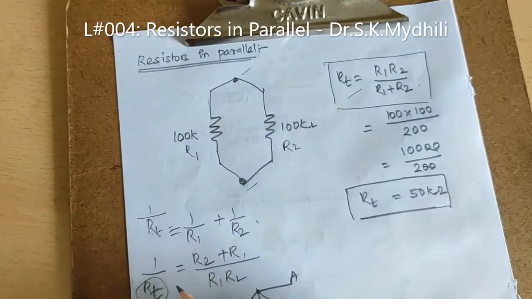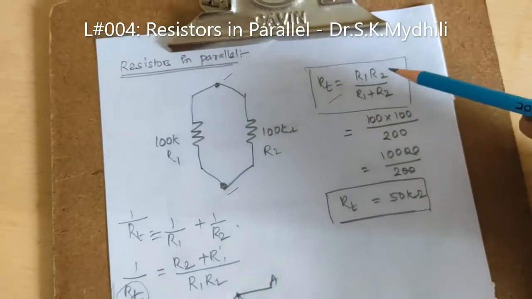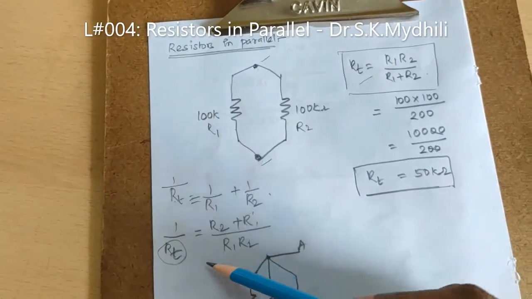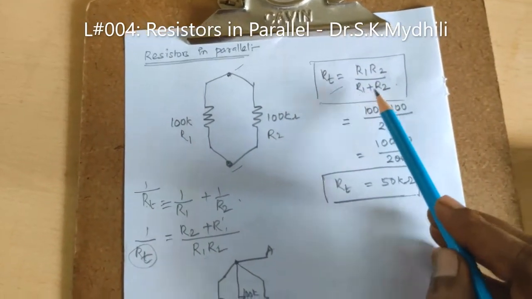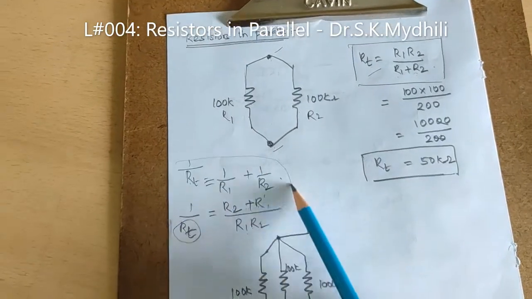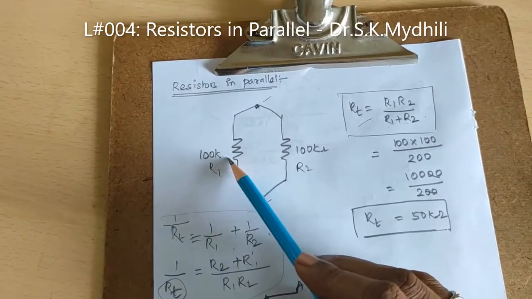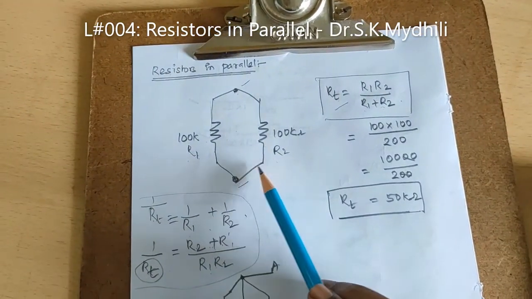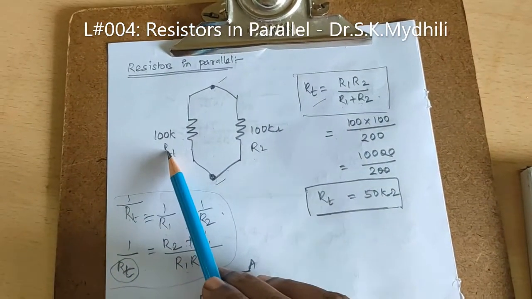Finding the LCM, we get R2 plus R1 divided by R1 R2. So here we want to find only R total, or R equivalent resistance, which is given by the reciprocal of the same. So R1 R2 in the denominator goes to the numerator and the numerator becomes the denominator. So this is the formula: RT is equal to R1 R2 divided by R1 plus R2.